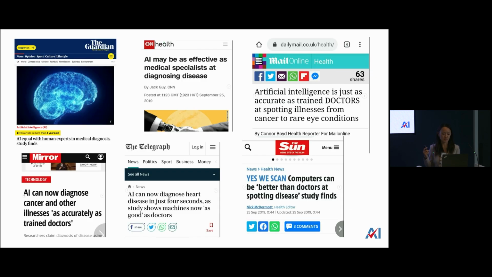And when we published this meta-analysis, it was really interesting to see how the lay media picked it up. At the time, this was the first big across-the-board healthcare review of how well AI was doing. And the headlines were all very positive. They didn't really pick up on the main finding, including my favorite one, "Yes, we scan. Computers can be better at doctors."